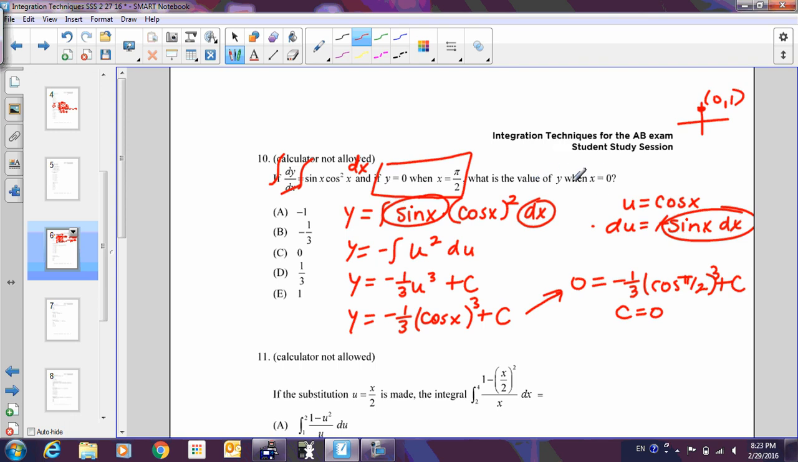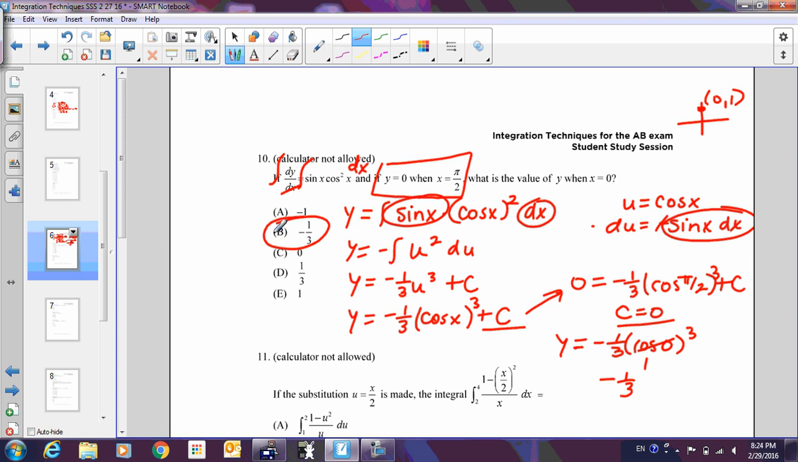Then it says, what is the value of y when x equals 0? So my y is going to be negative 1/3 cosine of 0. And then I'm not going to put anything here because the plus c turned into plus 0. But what is cosine of 0? It is 1. So you end up just getting negative 1/3.